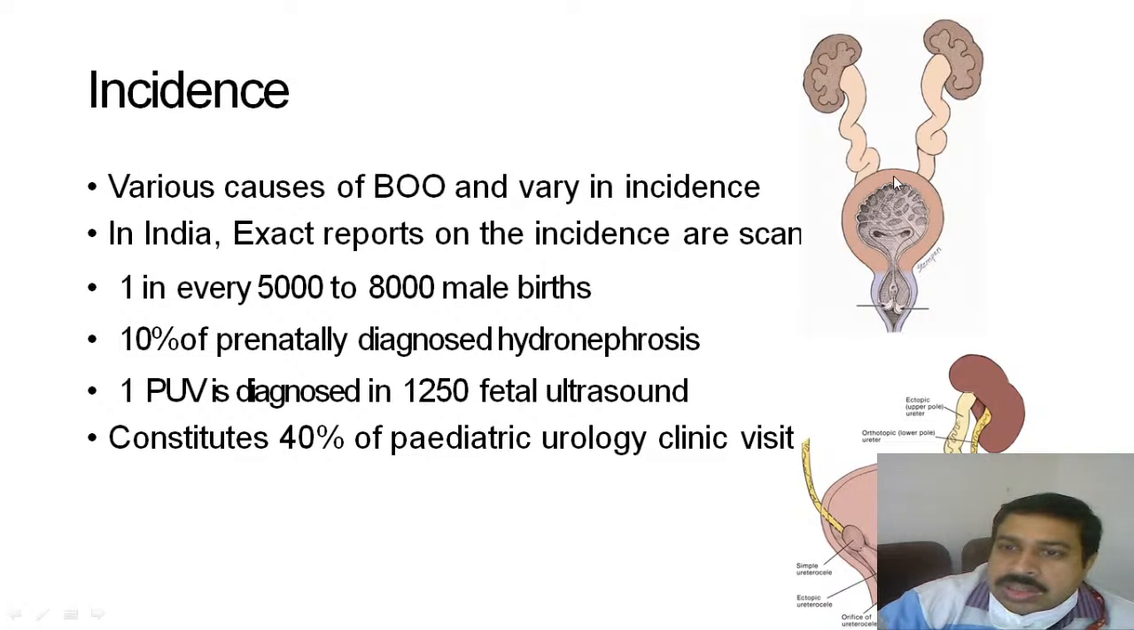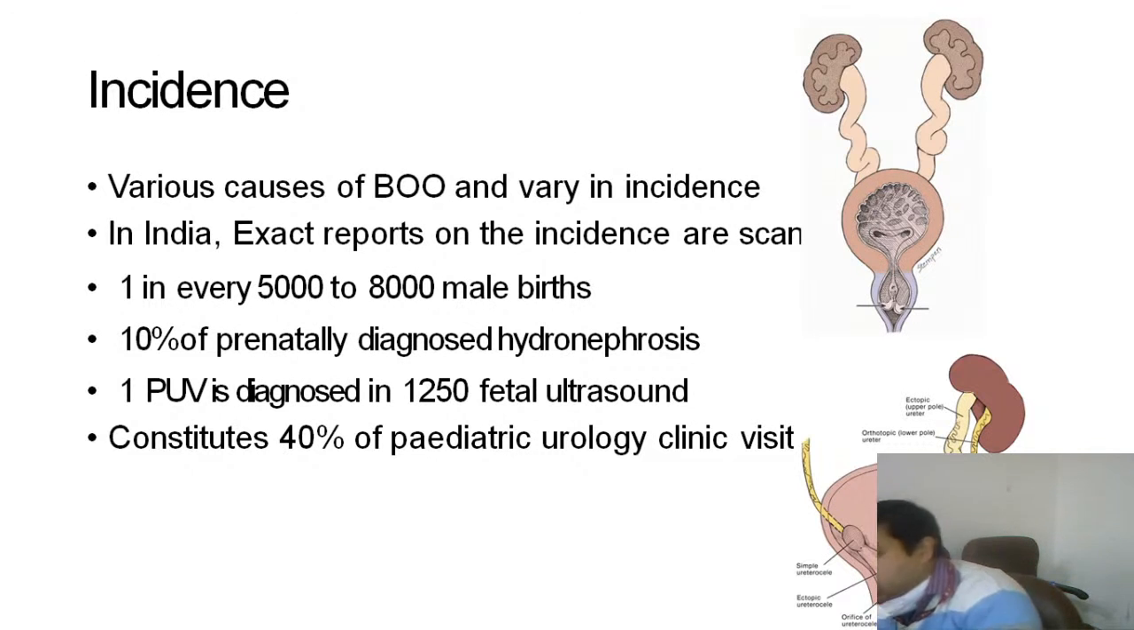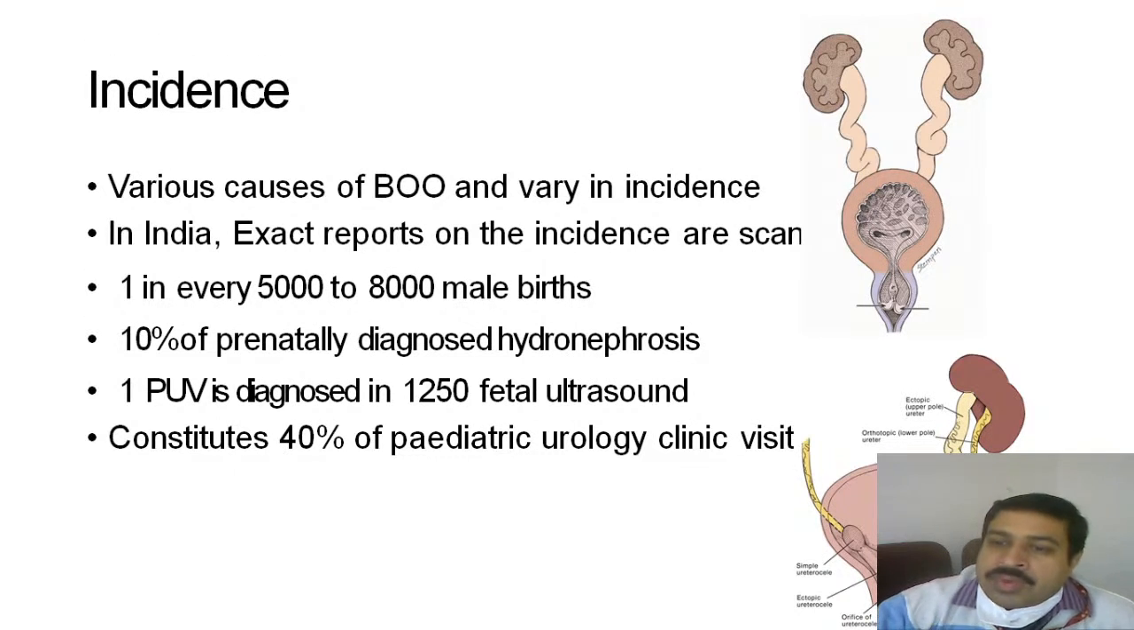So here you can see the schematic representation. The valve is supposed to be a one-way valve. If you see the disposition of the valves, the urine which is coming from the kidneys, ureters and downstream would get obstructed. So one-way passage of urine is affected but the reverse would not be.